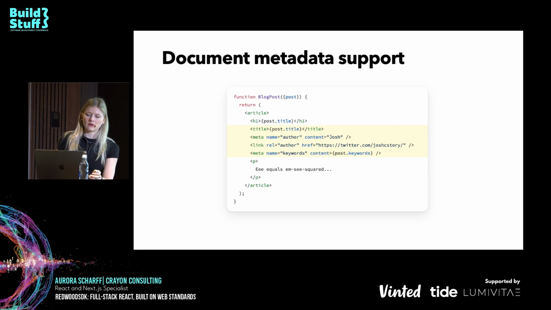And now we can just use the new metadata APIs from React 19, which will automatically hoist or move these meta tags up to the head tag for you. If you've used Next.js, you might know that there's this generateMetadata API. Well, we don't need that in Redwood because Redwood just uses whatever React 19 provides already.